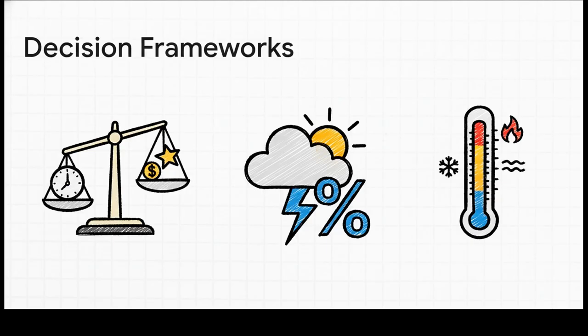It can use something like multi-criteria decision-making to help it weigh a bunch of competing goals. It can use probabilistic models to think in terms of likelihoods and chances. And then there's fuzzy logic, which is super cool. It lets an AI reason with vague ideas like warm or close that aren't strictly true or false.